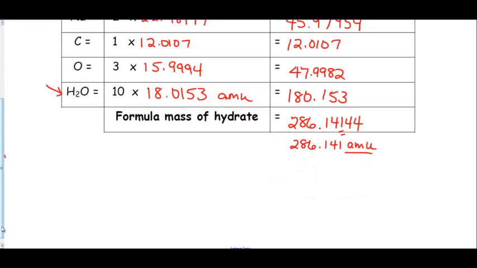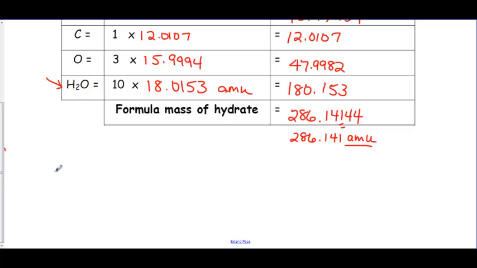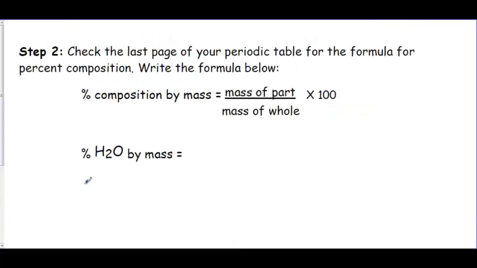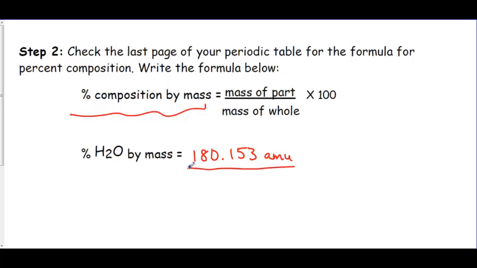All right, so next step now, we want to know the percentage of the water. So we have to go back to that formula and figure out, okay, here's our total mass of our water, and this is the mass of the entire formula. Then we use this same formula here. Percent of water is 180.153 AMUs, and the total is 286.141 AMUs times 100. Remember, units don't really matter here. We're going to end up with the percentage anyway.